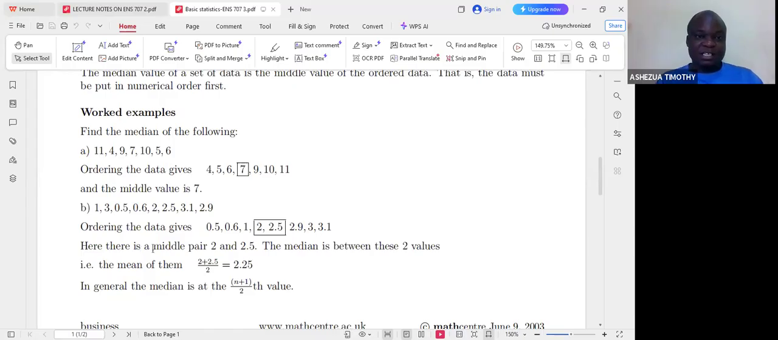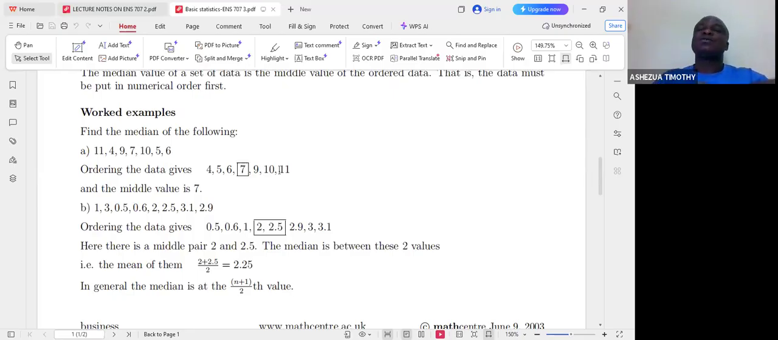Now here, there's a middle pair, and the middle pair here is 2 and 2.5. So the median is between these two values. How do you find the median? You take the mean of them. The mean is 2 plus 2.5 divided by 2, and you will get 2.25. So in general, the median is at the (n plus 1) over 2th value.